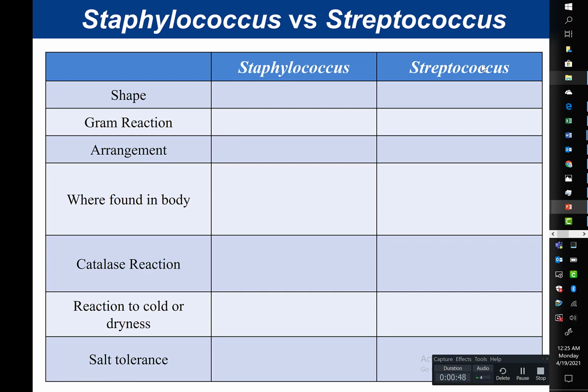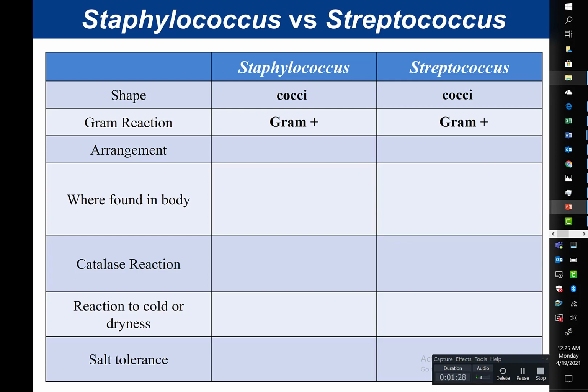Let's start with the shape. Well, notice the name Staphylococcus. Coccus tells you that they're cocci-shaped or they're spherical. Streptococcus is also a type of coccus, right? So its shape is also going to be cocci, which again is going to be a sphere. Now, if we talk about gram reactions, Staphylococcus is going to be gram-positive. Streptococcus, also gram-positive. So these are things that they have in common. They are both cocci-shaped, they're both spherical, and they are both gram-positive.